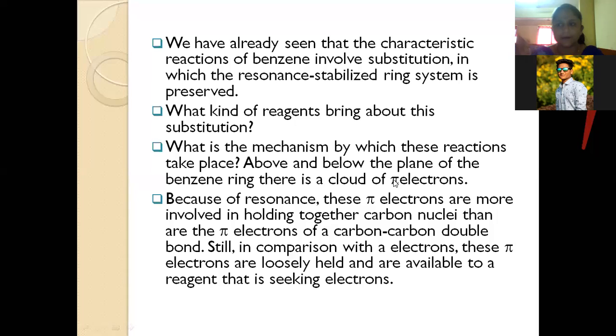There is an upper cloud of pi electrons of the p orbitals, as well as a lower cloud of electrons below the plane of the ring. Because of resonance, these pi electrons are not involved in holding together the carbon nuclei any more than the pi electrons of a carbon-carbon double bond. Still, in comparison, these electrons are loosely held. The pi cloud of electrons is generally loosely held as compared to sigma electrons.